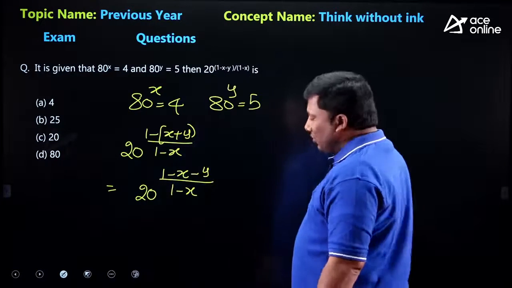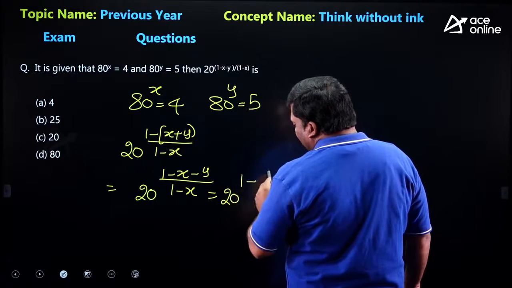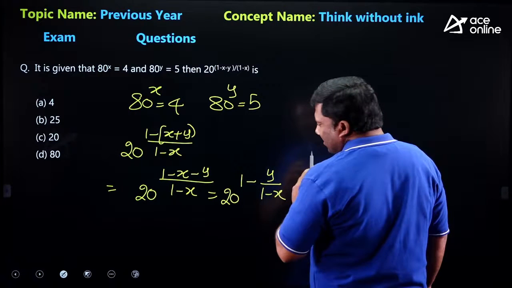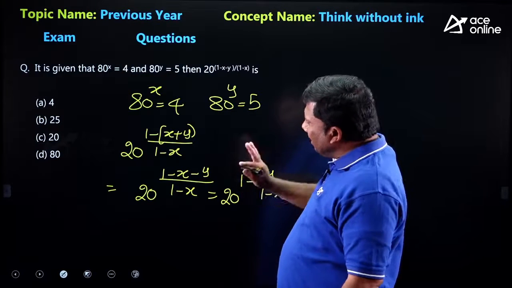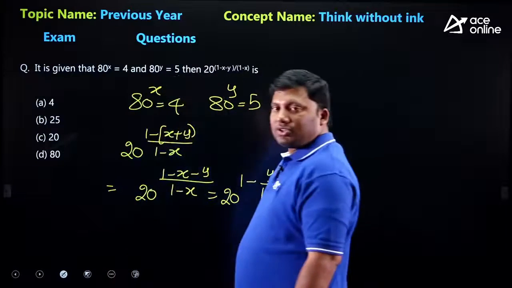Am I right? So (1 minus x) by (1 minus x) is 1, leaving 20 power (1 minus y) by (1 minus x). See here, sir. Without even using any high school mathematics, let us solve this question.